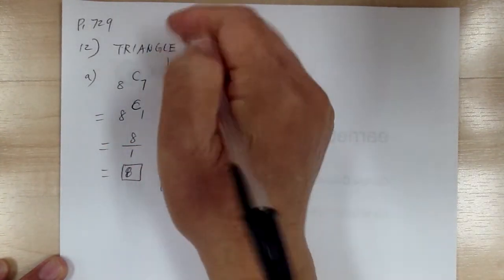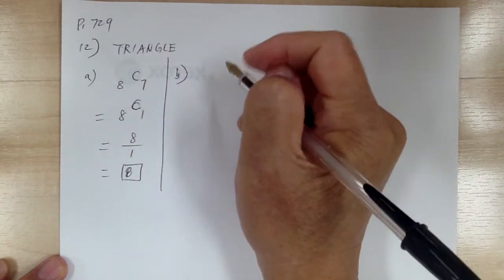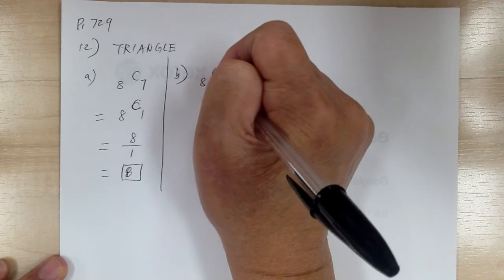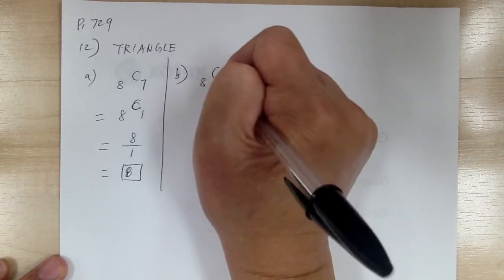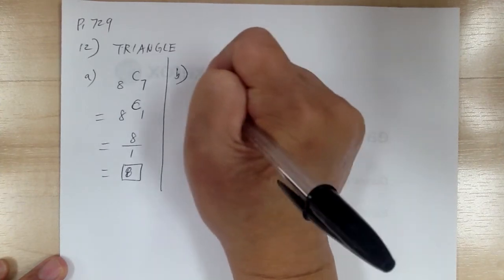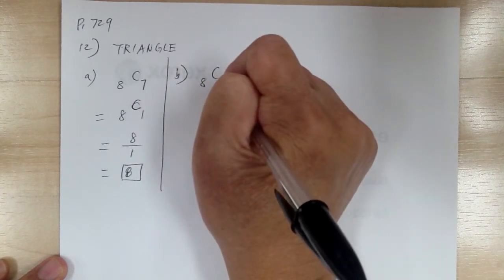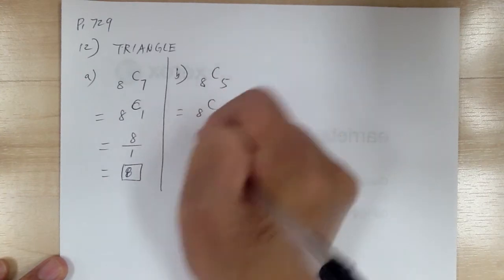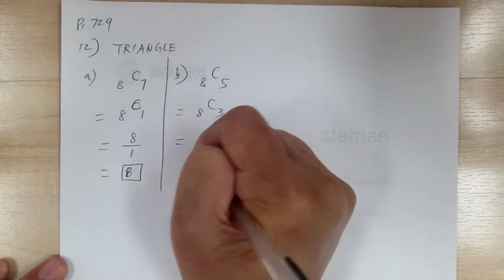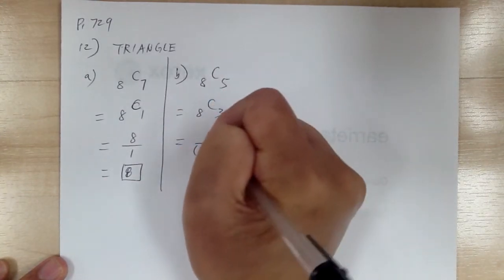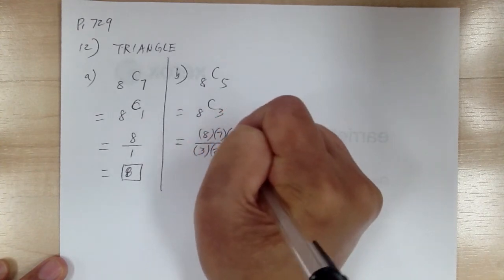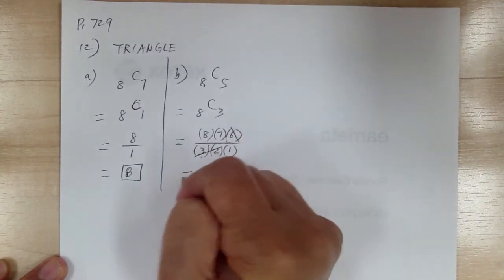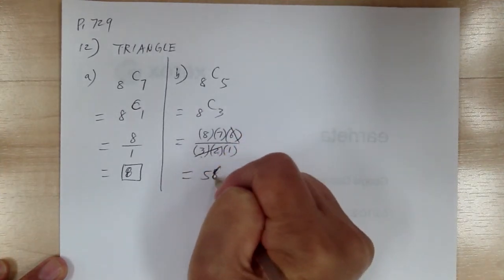Okay, part B, you're taking 5 at a time, so it'd be 8 choosing 5. Another way to think of combination is choosing. So there are a total of 8, and you want to choose 5. This is equal to 8C3, which is 8, 7, 6 over 3, 2, 1. So 3 times 2 equals 6, so this cancels with that, and it equals 56.